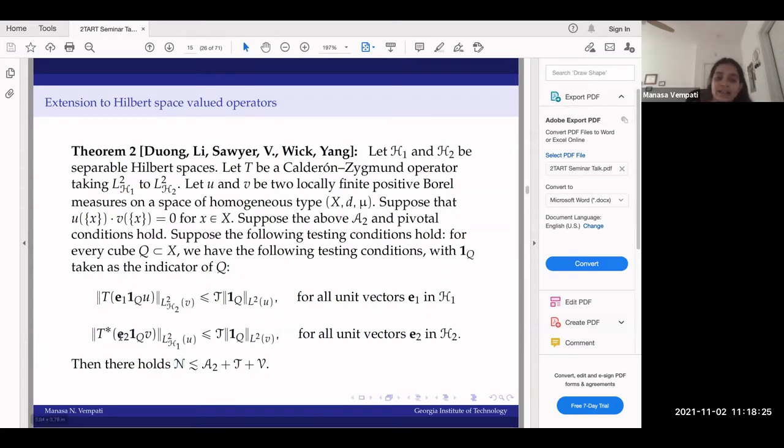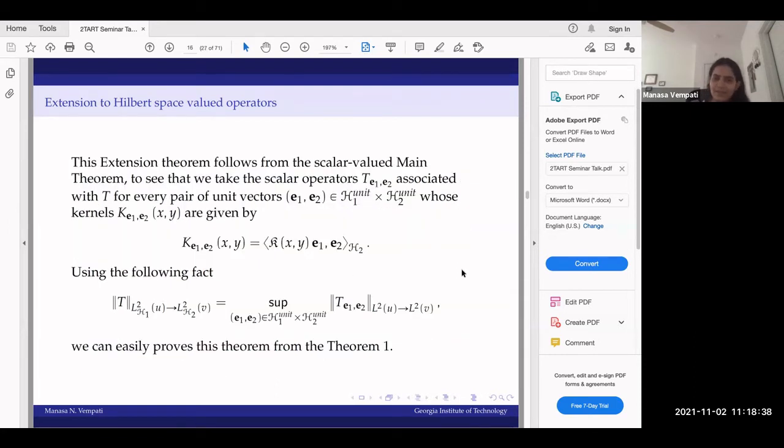In the testing conditions that you see here, e1 and e2 are the unit vectors in H1 and H2. And the proof of theorem 2 follows immediately from the proof of the main theorem that I stated earlier. It's easier to see the proof by just considering the scalar valued singular integral operators T_{e1,e2} for all the unit vectors. And we define a kernel for these operators T_{e1,e2} as this inner product.